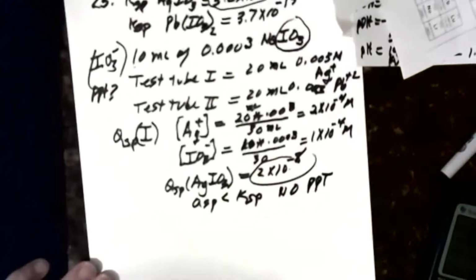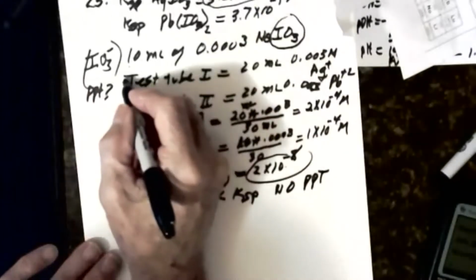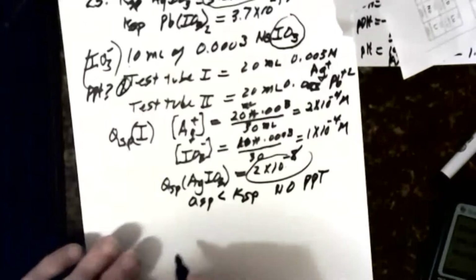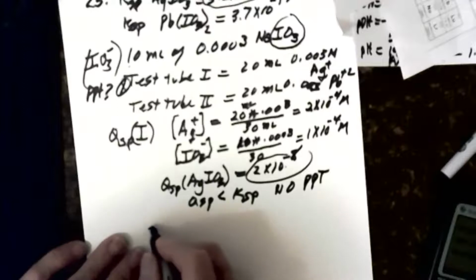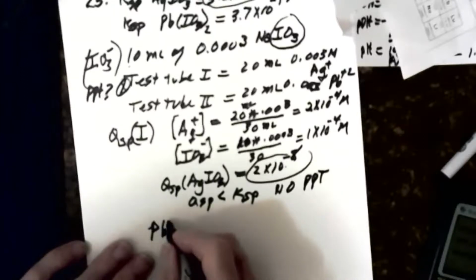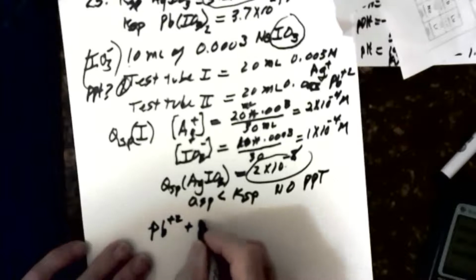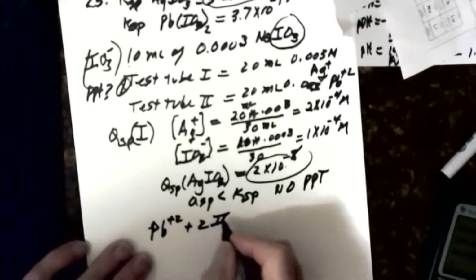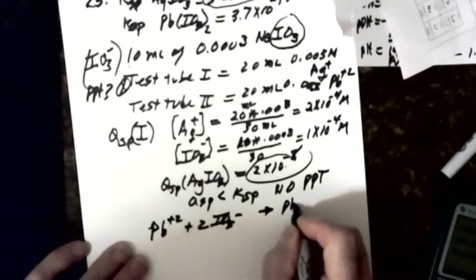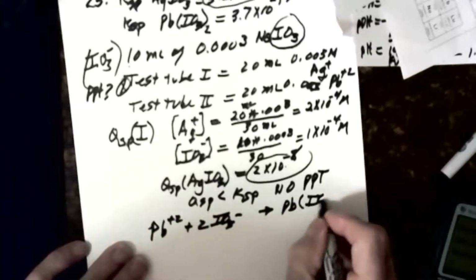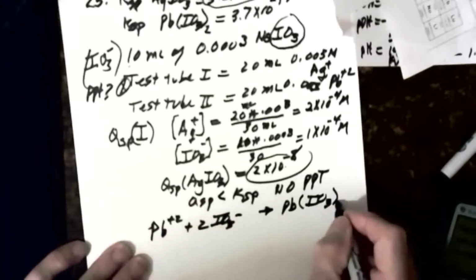All right. So we know test tube 1 does not have a precipitate in it. Now what about test tube number 2? What we're doing with test tube number 2 is we're taking Pb2+ and IO3- to make our Pb(IO3)2 precipitate.